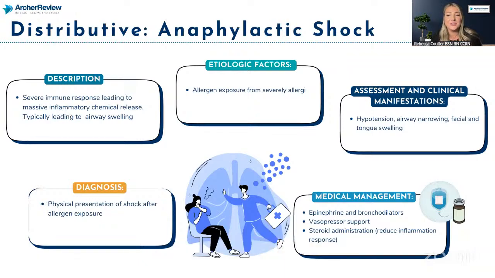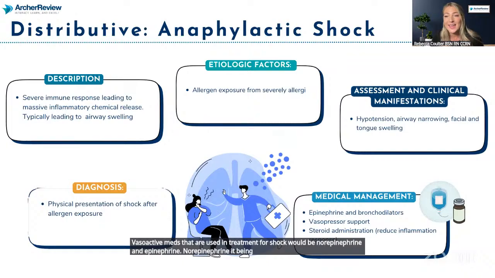Vasoactive meds that are used in treatment for shock would be norepinephrine and epinephrine, norepinephrine being the first line. And then again, if it's cardiogenic and we need some inotropic support, that's the dobutamine, dopamine, and milrinone.